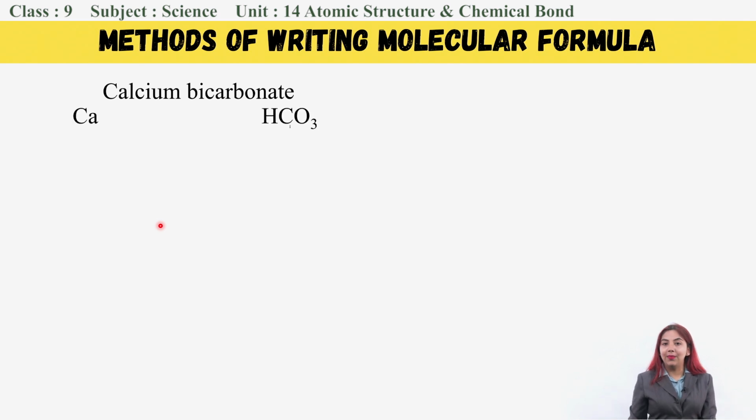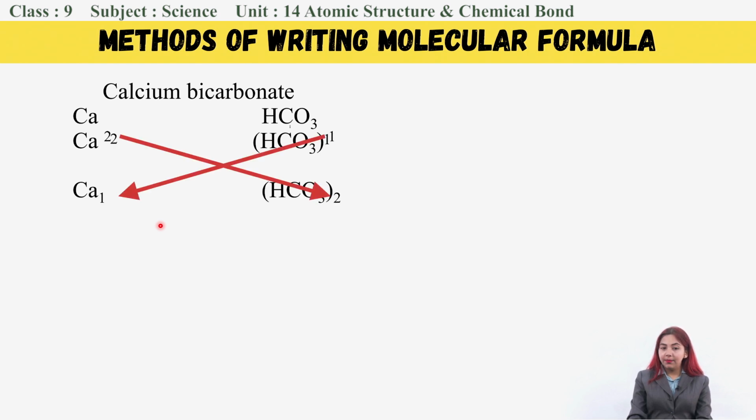Now, calcium element has symbol Ca and bicarbonate radical has formula HCO3. Now, another step is we should write the valency. Calcium has valency 2, bicarbonate has valency 1. And the fourth step is you should exchange the valency between them.